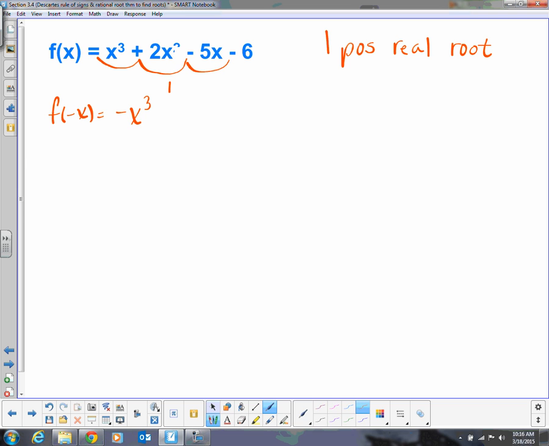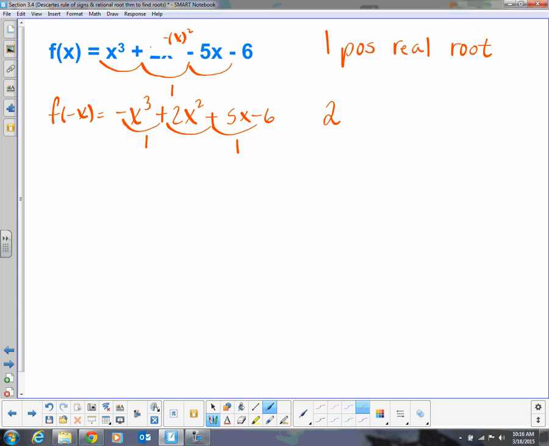Isn't that weird how my drawing kind of messes up the thing? All right, plus 2x squared plus 5x minus 6. So I substituted in the negative x. Negative x squared is positive x squared, so that's why negative times negative is positive. One change, no change, one change, which means you have 2 negative real roots. Or 0 negative real roots.